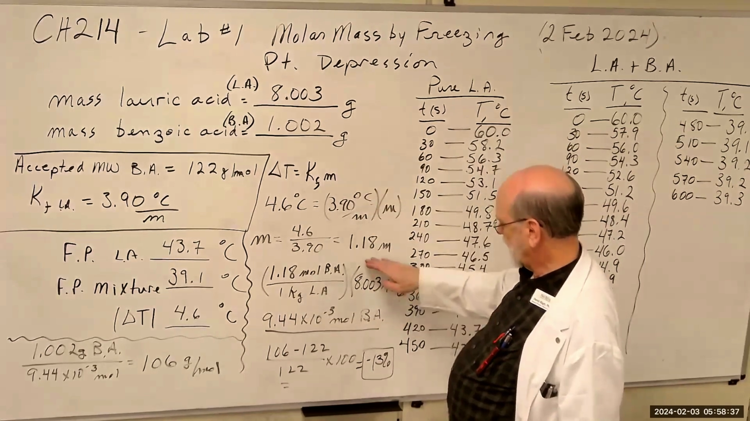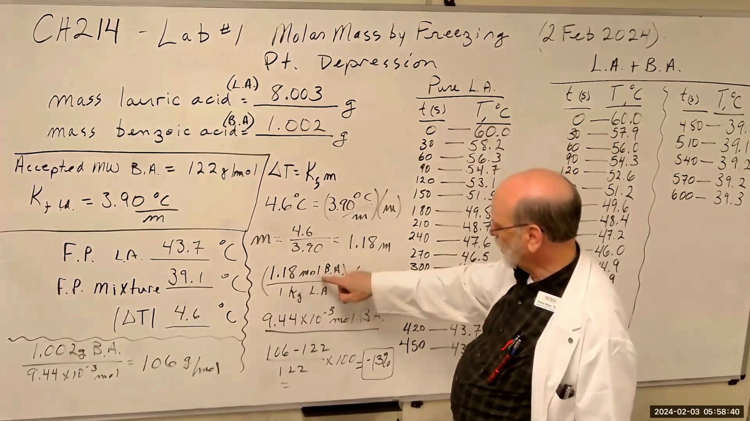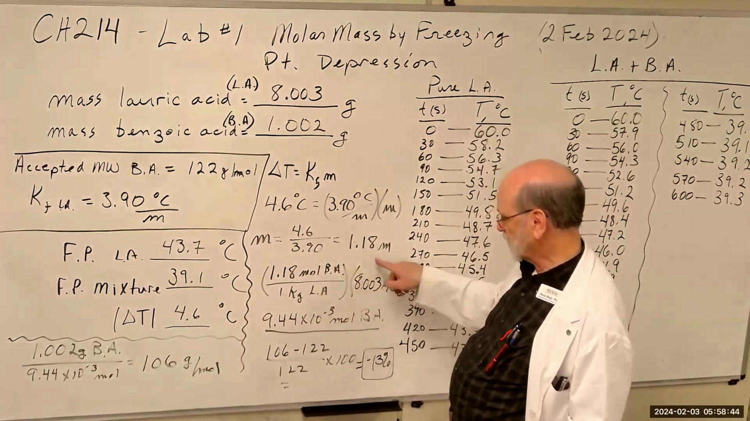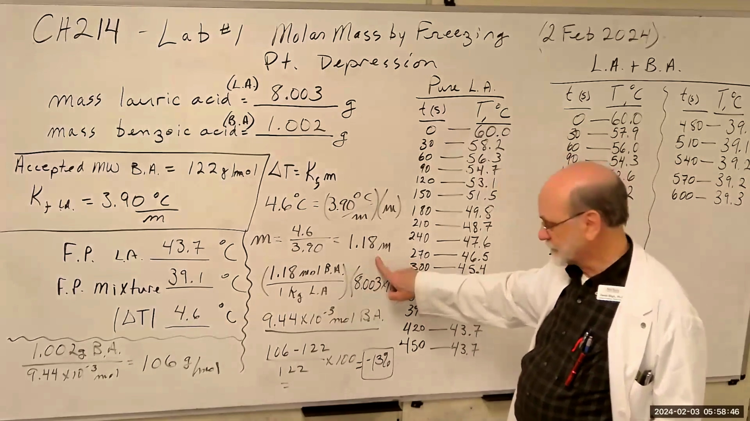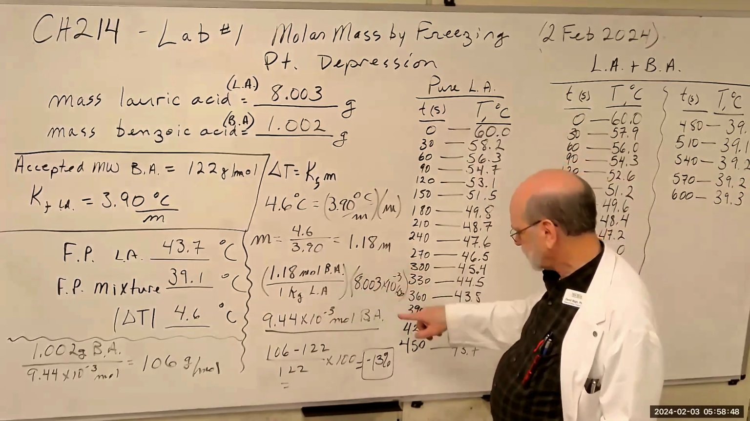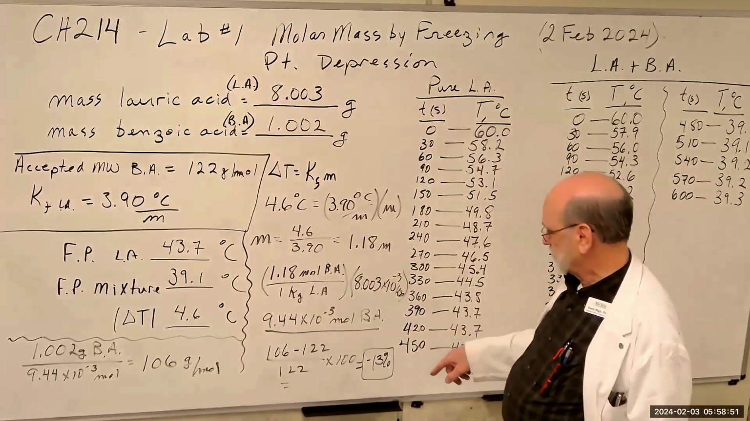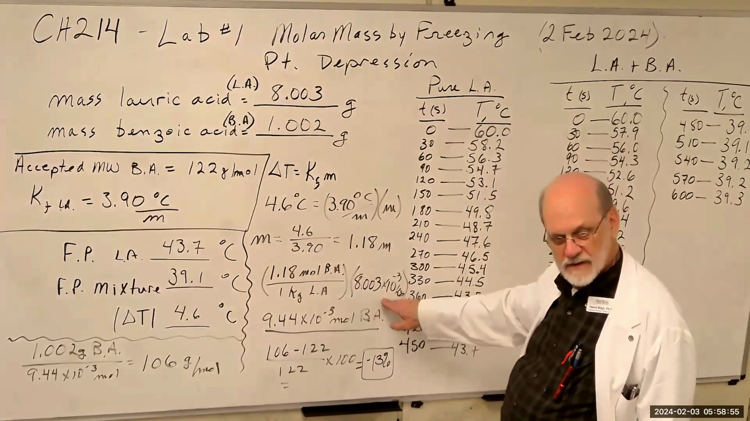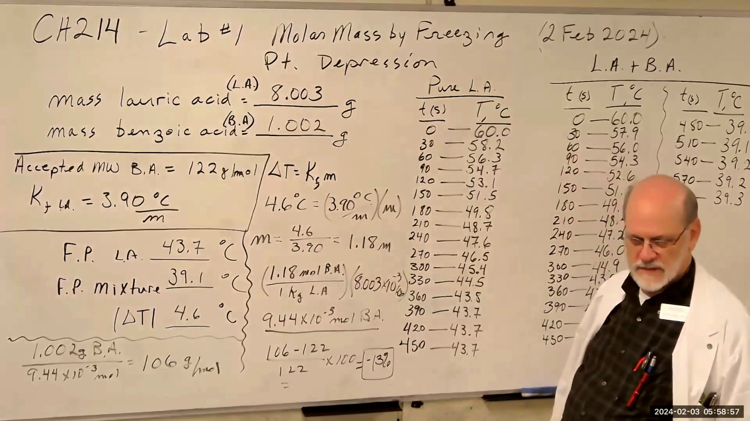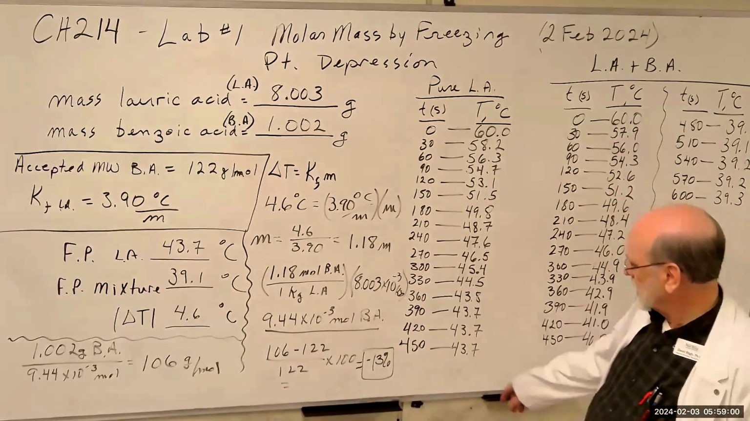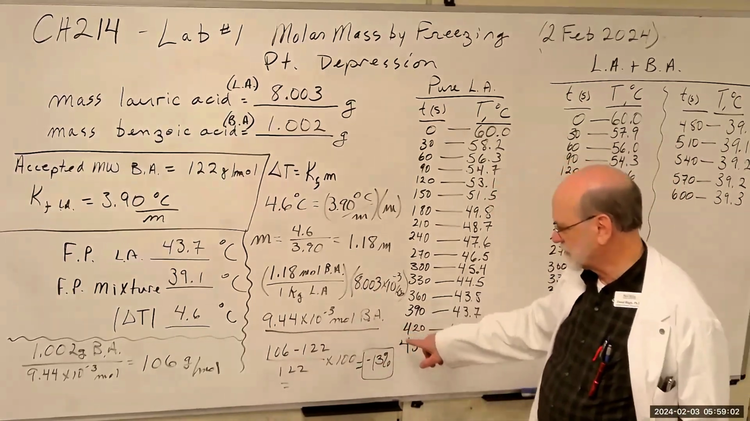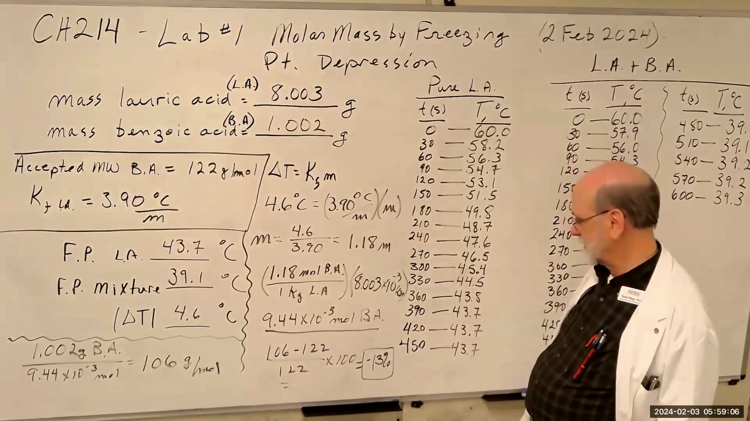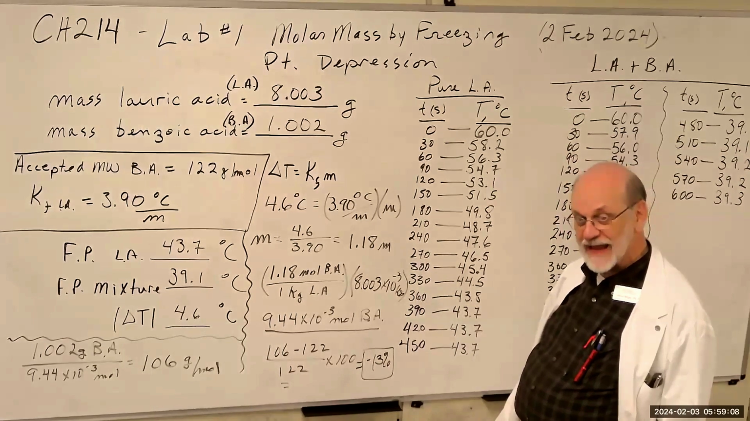And then I took this, which means moles benzoic acid per kilogram lauric acid. That's what molality means. Moles of benzoic acid is the 9.44. Right, because I took kilograms of lauric acid, trying to fill in this information that they have already on here. 9.44 is the moles of benzoic acid, and the 1.18 is the molality.